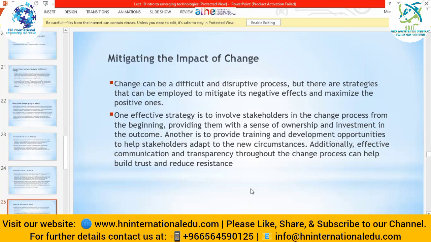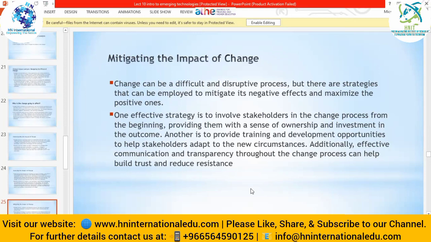Then mitigating the impact of change. Now tell me, Zainab, what does mitigating mean, or what does mitigate mean? It's like how we can make the impact of change less harmful. Means there is no more risk, it can place a small harm, or it may have some negative effects. Lesser, the amount is less.